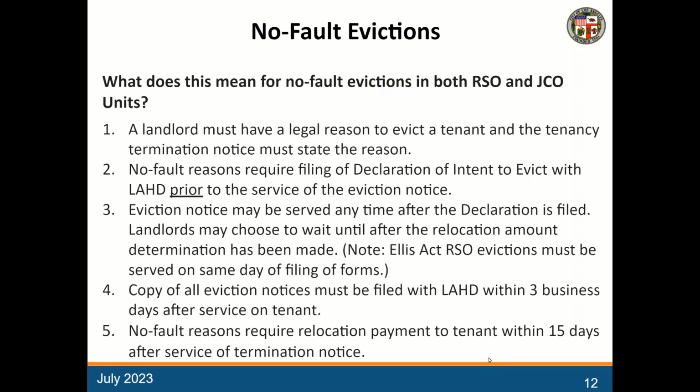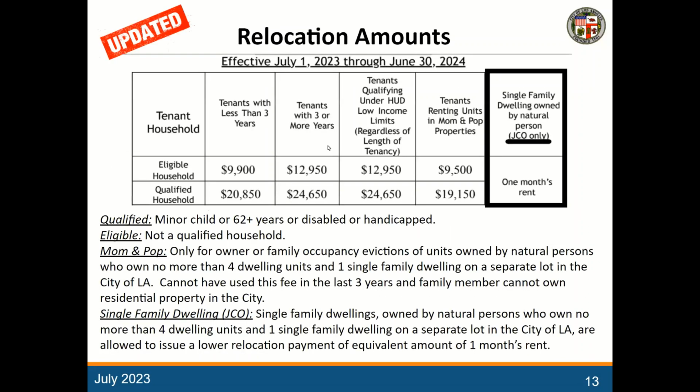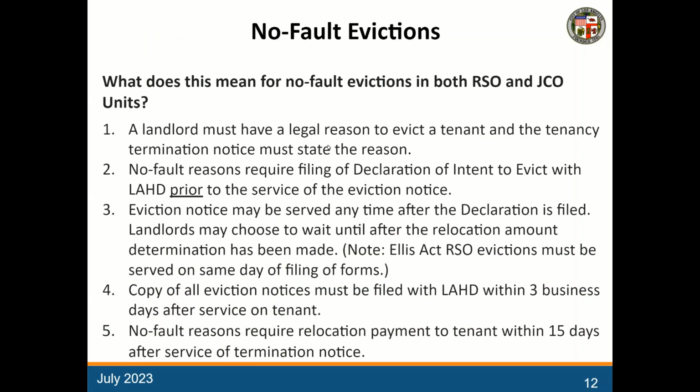For all evictions, at fault or no fault, the eviction notices themselves, meaning the 30-day notice, 60-day notice, 120-day notice for Ellis, that notice has to also be filed with LAHD within 3 business days after it is served on the tenant. So for example, if you file the declaration of intent to evict on the 1st of the month and then serve the 30 or 60-day notice on the tenant on the 2nd of the month, then you have to be sure that within 3 business days after the 2nd of the month, you file a copy of that eviction notice with the department.